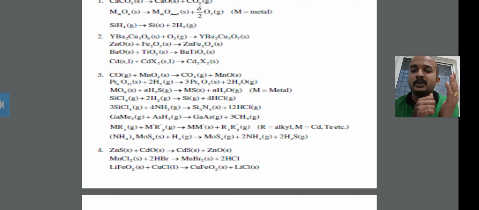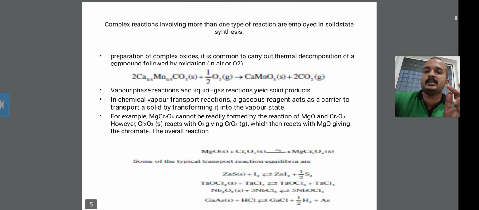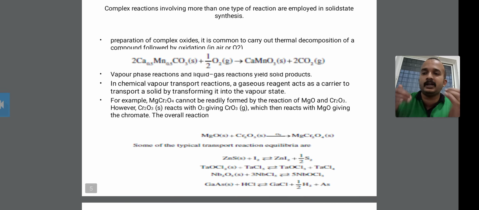Then the second example in this reaction is manganese dichloride, MnCl2 solid, plus 2 times HBr. The Cl is replaced with Br, and the Br is replaced with Cl, forming MnBr2 solid plus 2 times HCl. This is an example of the other exchange reaction. This is all about the common employed reactions.